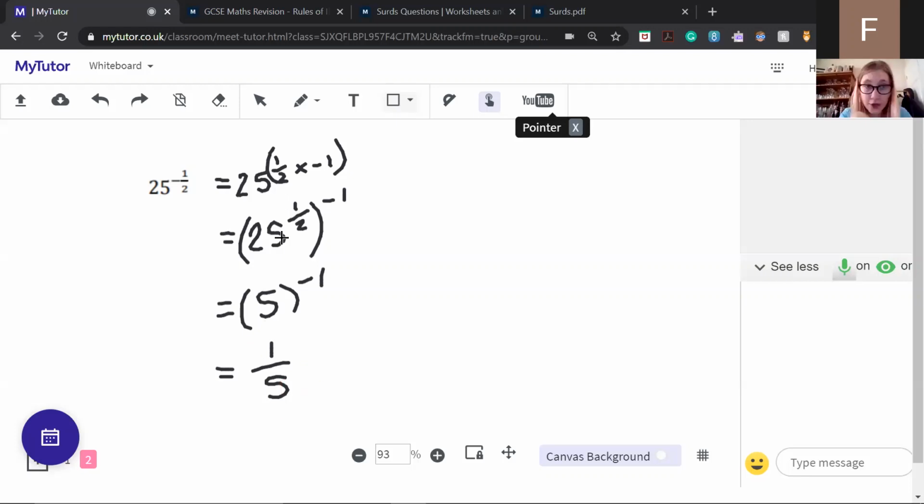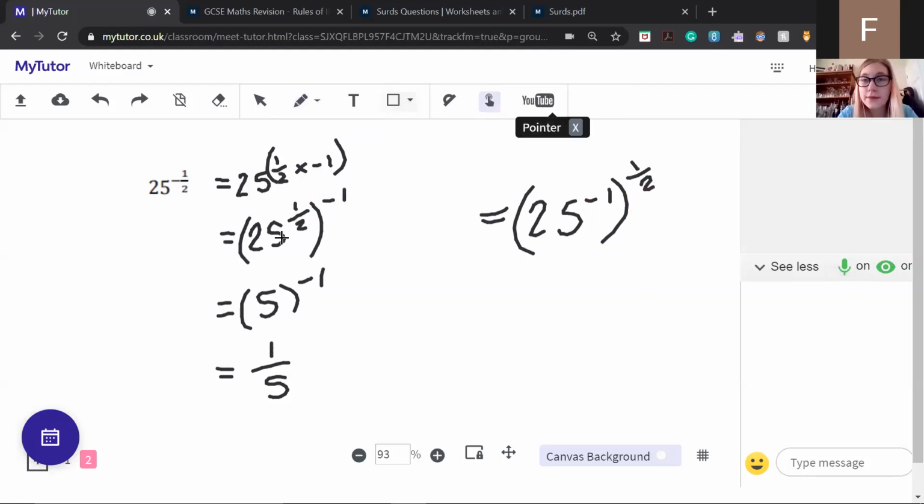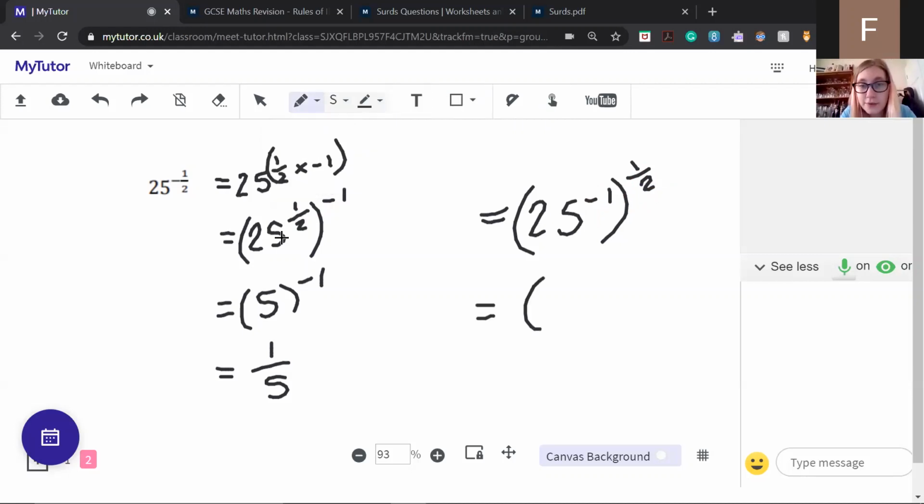Now, the other thing that we could have done is, I only chose it this way round because I felt like it. We could also have said that this is 25 to the power of minus 1, to the half. Just putting these two the other way round. That's totally allowed. So then we'll work out this bit in the brackets first. So that's 1 over 25. Remember, minus 1 is 1 over. And then that's to the half.